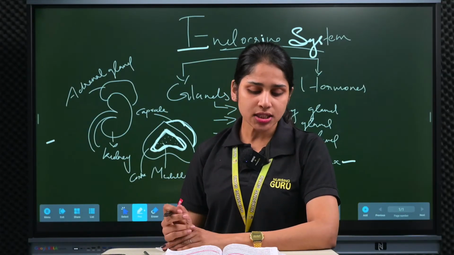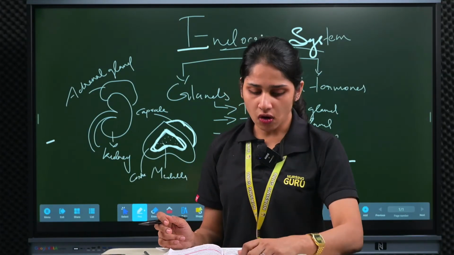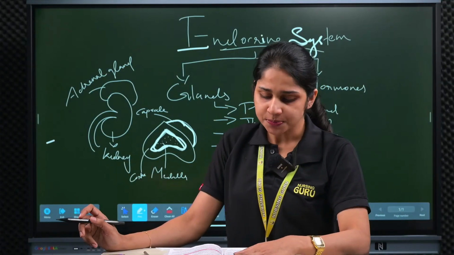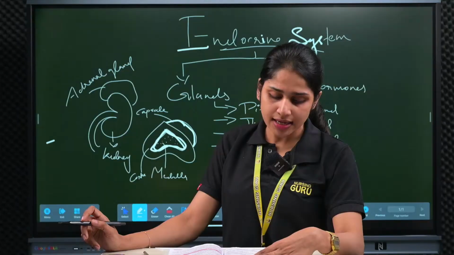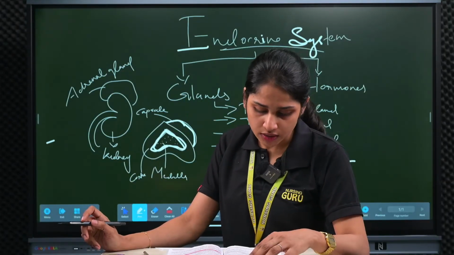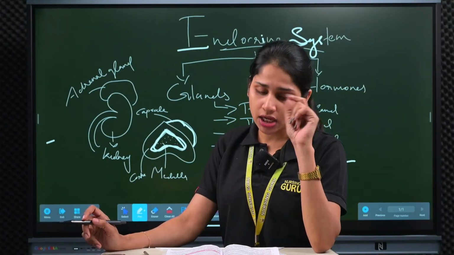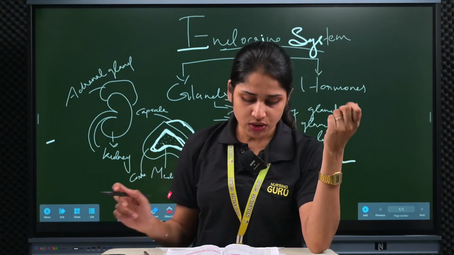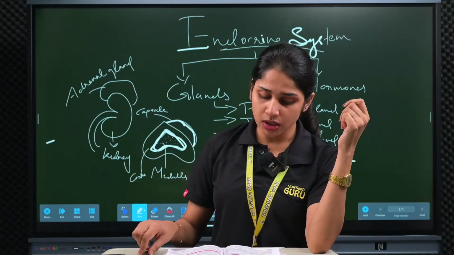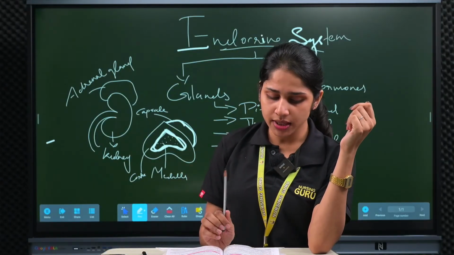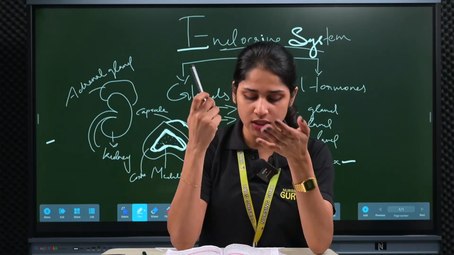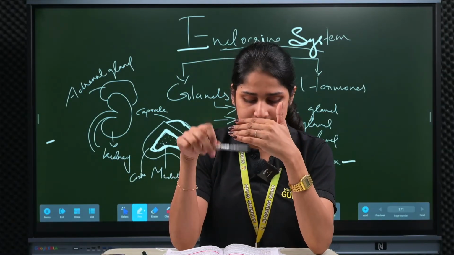Next one is ovarian cortex. This region is present just below the tunica albuginea and consists of what? Ovarian follicles surrounded by dense irregular connective tissue. Next is ovarian medulla, which lies below the ovarian cortex. So, first germinal epithelium, tunica albuginea, ovarian cortex, and next ovarian medulla.